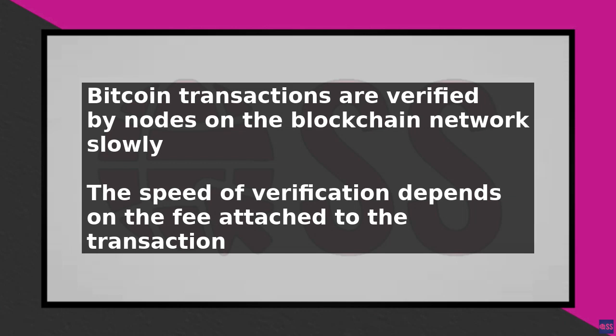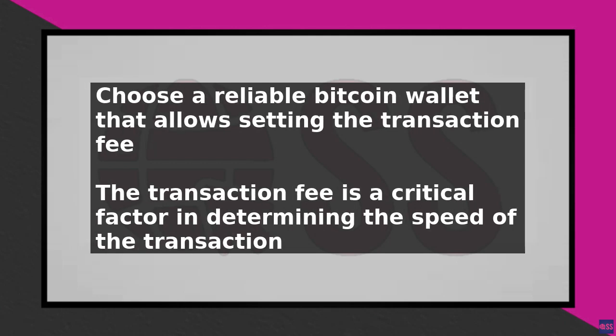First, choose a reliable Bitcoin wallet that allows you to set the transaction fee. The transaction fee is a critical factor in determining the speed of the transaction. A higher fee will incentivize miners to verify the transaction faster, while a lower fee may result in a slower verification process. Next, check the current network congestion and adjust the transaction fee accordingly.